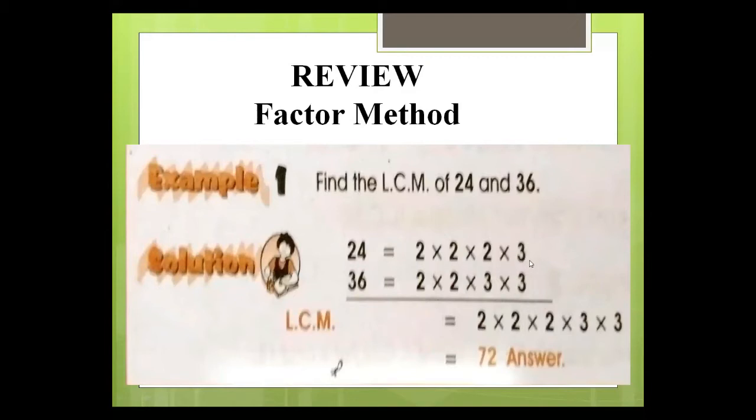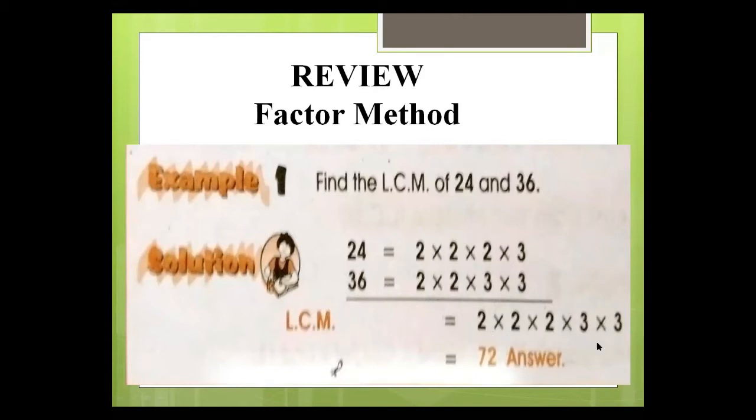Similarly, you see that there is a pair of 3, so we take just a single 3, and here there is no other pair for this 3, so we take this 3 as it is. After picking all these numbers, or considering all these factors of 24 and 36, we multiply. Here you see that we consider all these pairs and individual numbers.